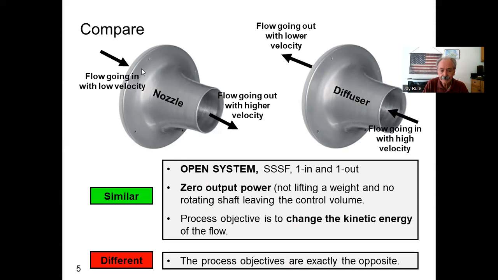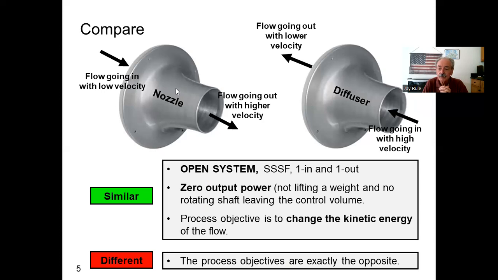Let's study work or power. Do you see a rotating shaft leaving these control volumes? I don't see a rotating shaft. Do you see these basically pieces of metal lifting a weight as part of the process? No, they're not lifting a weight. And so therefore, the conclusion is that for this flow situation, where there's m dot operating at a rate, there's zero output power. W dot out is zero.